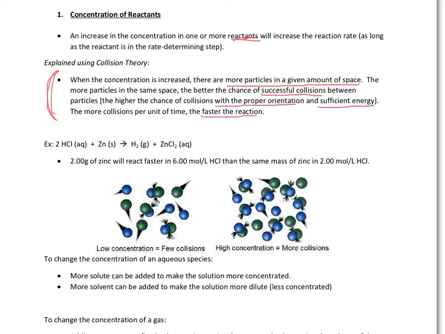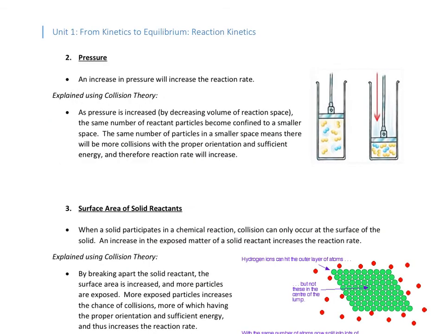In an example between hydrochloric acid and zinc, 2 grams of zinc will react a lot faster in 6 molar hydrochloric acid than it will in 2 molar hydrochloric acid. An increase in pressure will also increase the reaction rate.